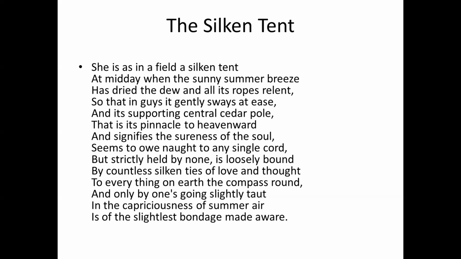To everything on earth, the compass round, and only by one's going slightly taut in the capriciousness of summer air is of the slightest bondage made aware. But he's saying, despite all these bondages, every now and then, when the summer air stirs the tent, it tries to move here and there. Yet the bonds tell a woman that she can only be flexible and move here and there to a certain extent, because the center of her existence depends on the relationships of love that she has around her, the relationships of her parents, her husband, her children, and whatever relationships that she exists in.